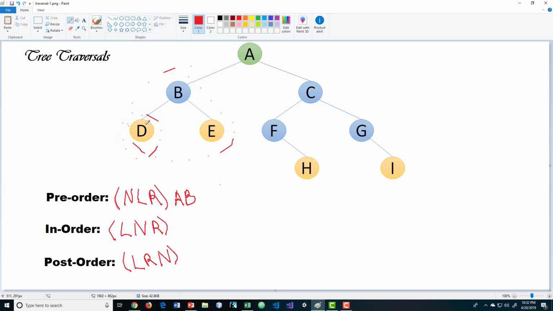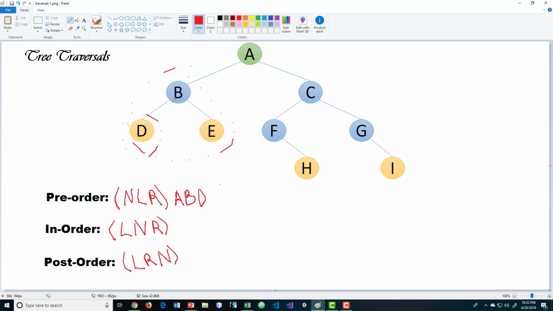Now D is the root of its own tree, and you say, hey D, have you checked yourself off yet and marked yourself as visited? It says no, so we do that. We've got D. And then you say, hey D, have you checked your left yet? Well, don't have a left. Well, what about your right? Don't have a right. So this is entirely done for this recursive call.